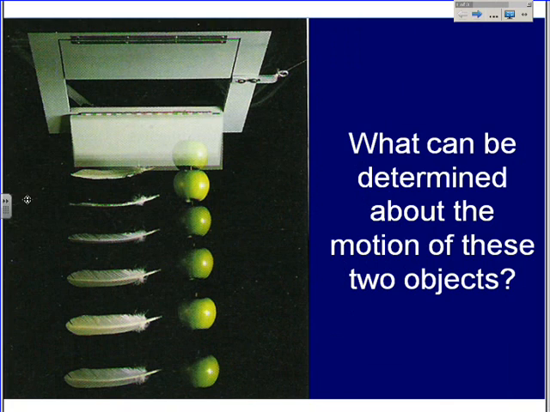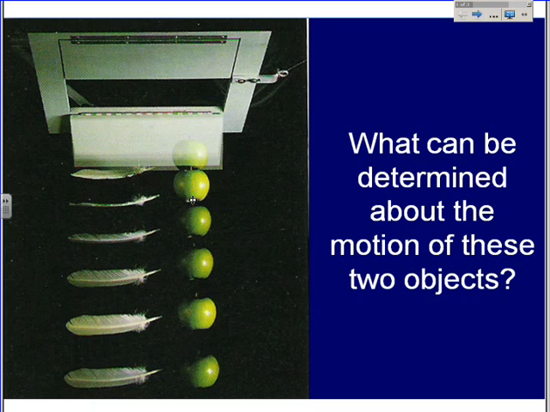I'd like to start our discussion about the acceleration caused by gravity with this picture. This picture is a time-lapse photograph of two objects being dropped from the same height. You can see up at the top, this part here that I'm mousing over right now, that's like a little trap door that has opened, allowing these two objects to start falling at the same time. Feather, apple.